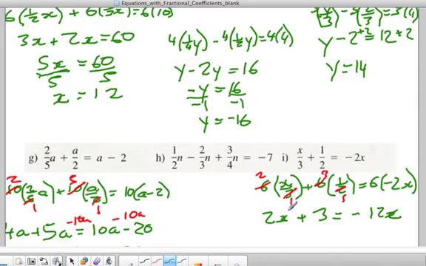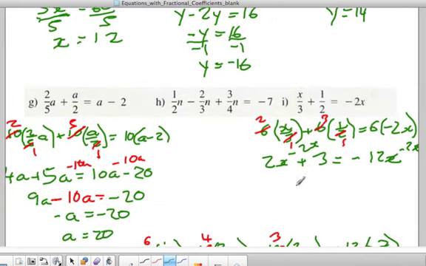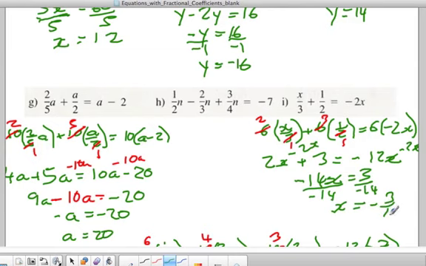So if we subtract 2x from both sides, we end up with, I'm going to flip left side and right side, so negative 14x is equal to 3. Divide both sides by negative 14. And you get x is equal to negative 3 over 14.